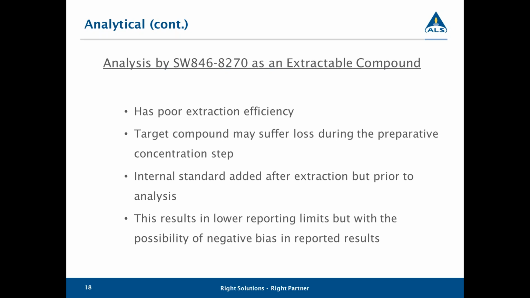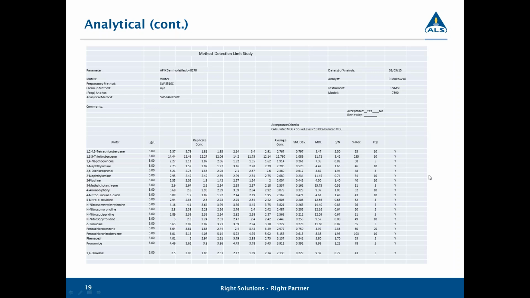not very careful. The internal standard that we use, each of these methods uses internal standards to do a relative response calculation. That's added after extraction, which is typical, but it's prior to the analysis, where some of the isotopic techniques I'll show you, it's a little bit different. And the problem with this is results in lower reporting limits, but with the possibility of a negative bias again in the results. So looking at the MDL study for that, it's down at the bottom again.